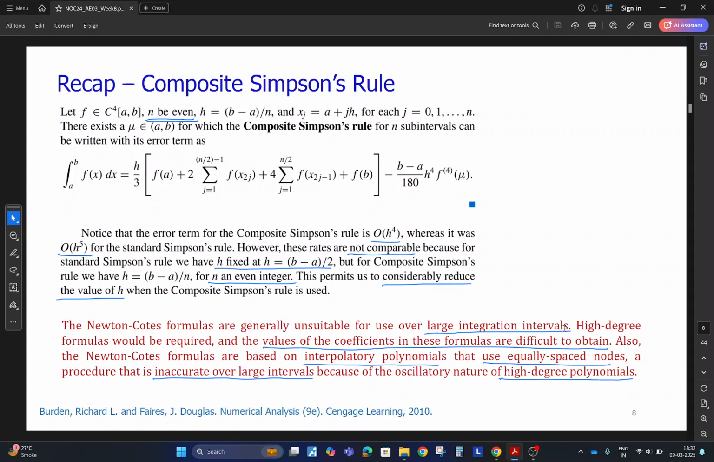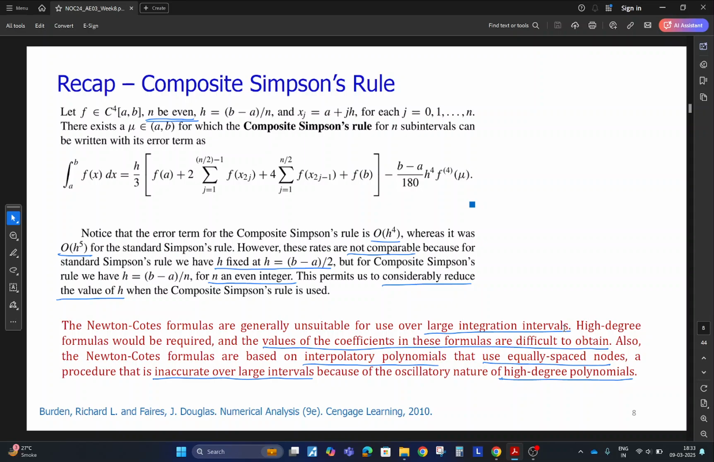Then there exists a quantity mu belonging to the open interval (a, b), for which the composite Simpson's rule for n subintervals can be written with its error term as: integral from a to b of f(x) dx equals h by 3 times [f(a) plus 2 times summation from j equals 1 to n by 2 minus 1 (and remember n was stated to be even) of f(x_2j) plus 4 times summation from j equals 1 to n by 2 of f(x_2j minus 1) plus f(b)] minus (b minus a) by 180 h power 4 times the fourth derivative of f evaluated at mu.